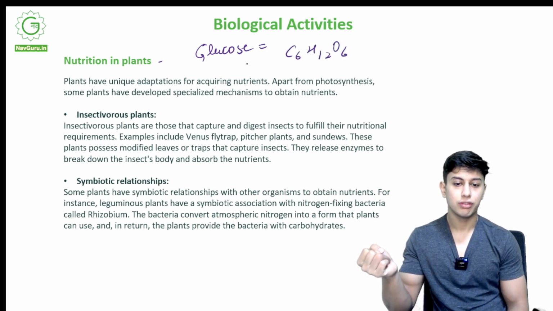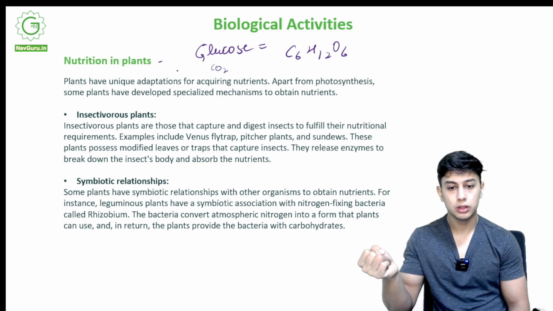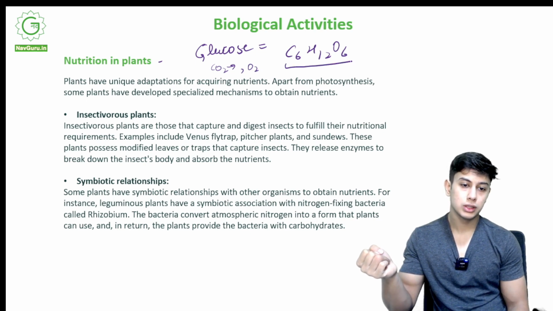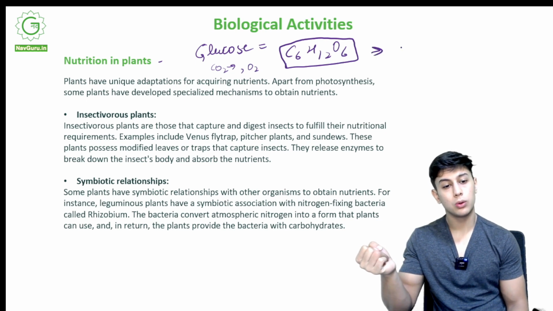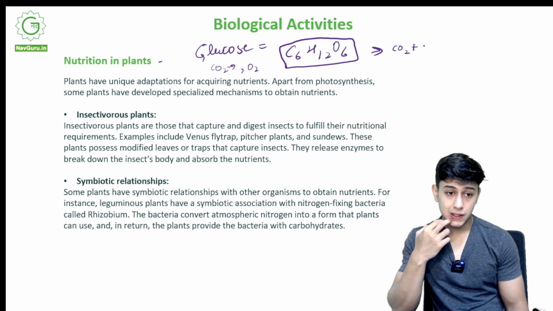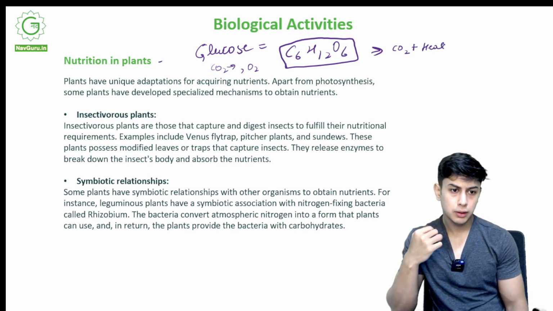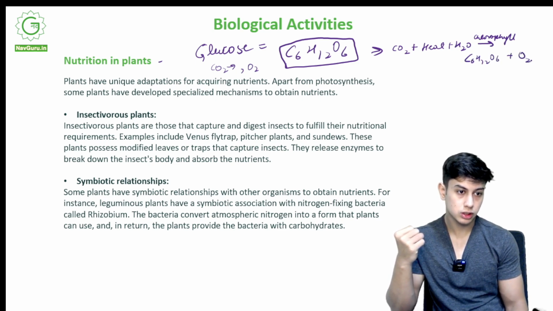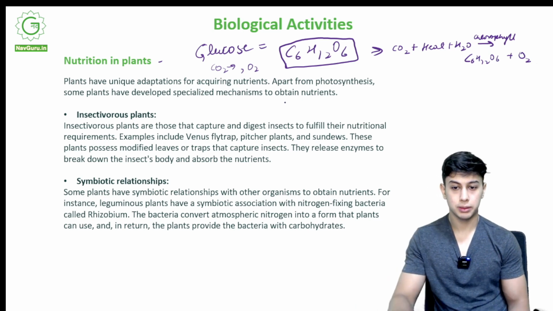C6H12O6. Like for carbon dioxide, it is CO2, right? And oxygen is O2. Glucose has this formula C6H12O6. We all know how it is formed: carbon dioxide plus heat plus water as well, H2O, in the presence of chlorophyll gives us C6H12O6, that is glucose plus oxygen. This is an equation that I am telling you.